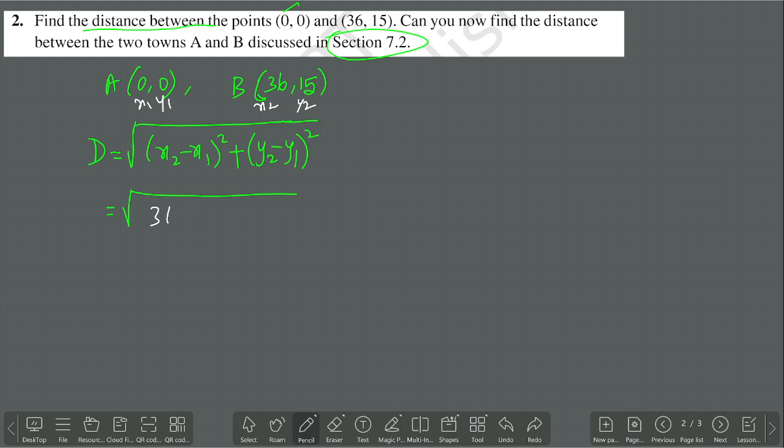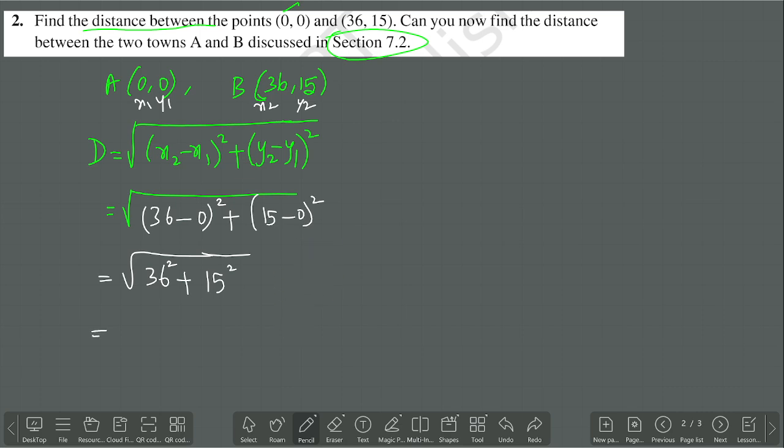x2 is what? 36. x1 value is what? 0 whole square. y2 value 15. y1 value 0 whole square. So 36 minus 0, 36. So 36 square plus 15 minus 0, 15 square. If you are using the formula square root of x square plus y square, you will come directly here. That's it. Here one more step we are doing. There is no other big difference.